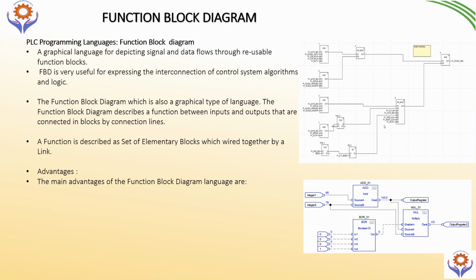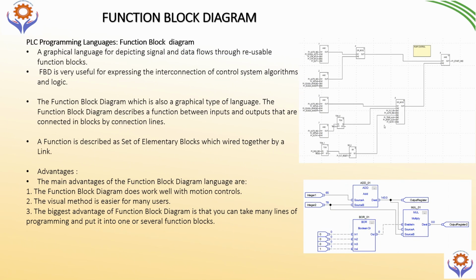Example advantages of the function block diagram: it works well with motion controls, and the visual method is much easier for many users to troubleshoot. The third big advantage of FBD is that it takes many lines of programming and it can be used with one or several function blocks. So you can use one or many function blocks, interconnected, and it will be used as a single output.